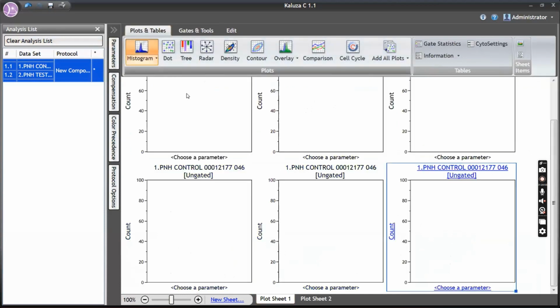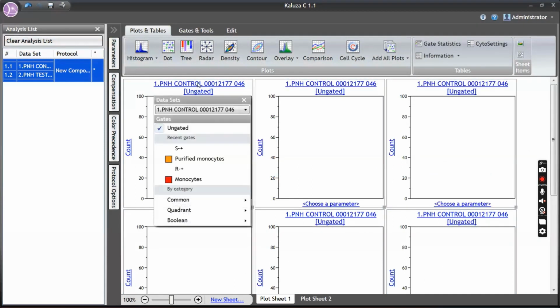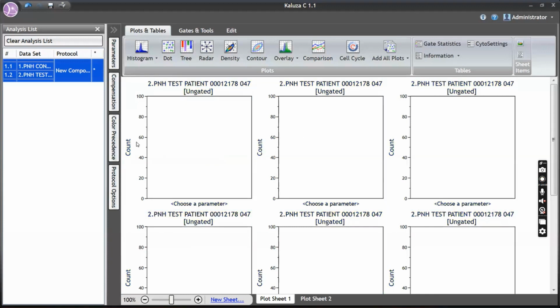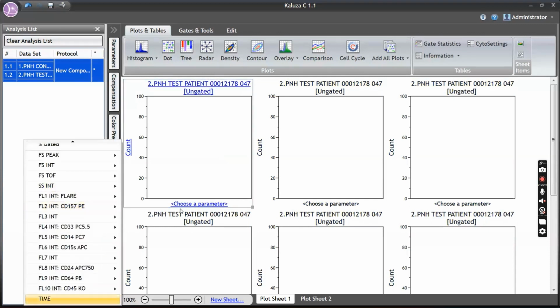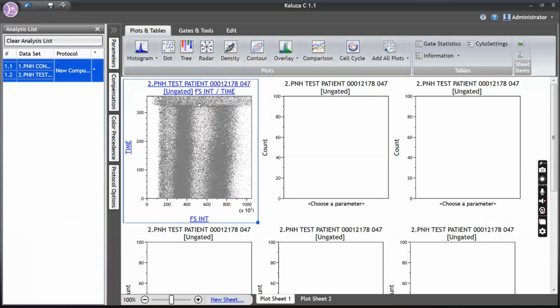I'll draw the plots. You need to tell me what should I do. Okay, first plot, what should I do? Just plot the time plot. So first time versus forward scatter, check for stable acquisition. See, this is not a stable acquisition. See, somewhere at the end of the acquisition, there is some problem. Okay, so that is the use of time plot.